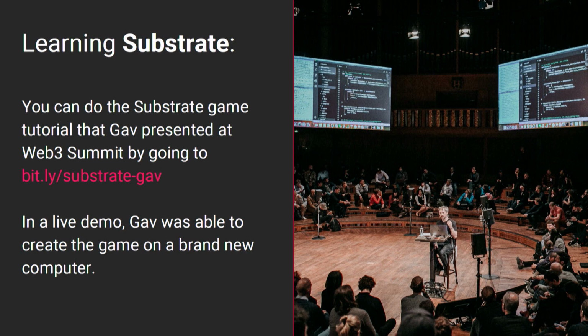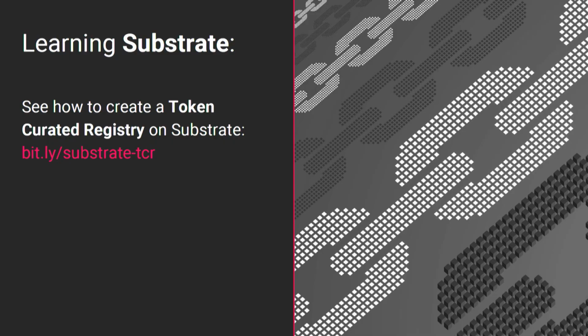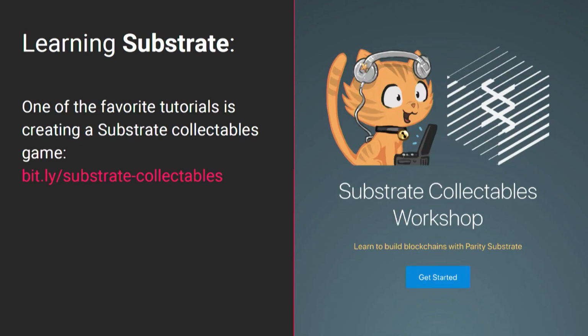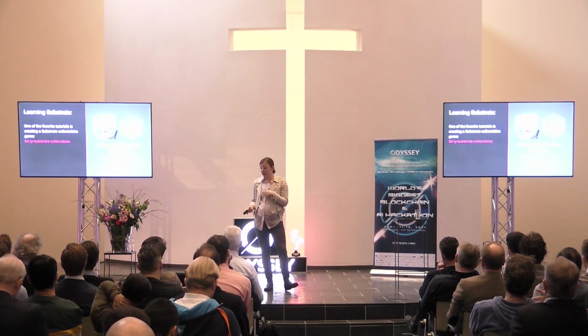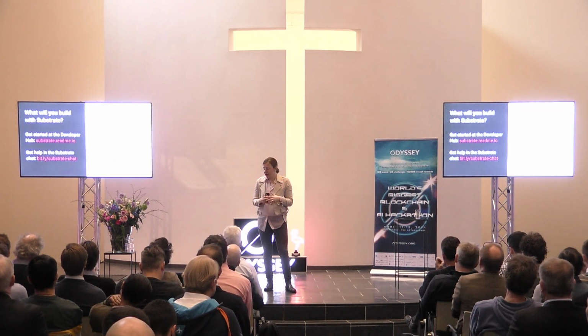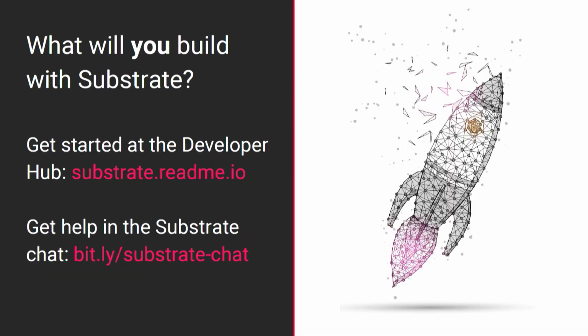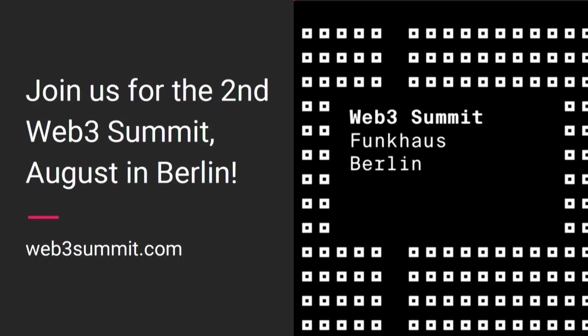The talk that Gav did at Web3 Summit last year is a good starting point to get a better understanding of how much flexibility and how easy Substrate makes it for you to build your own application chain. Then there are, by now, a few examples out there, a token-curated registry that you can access here. This is one of my favorite tutorials. It's a Substrate collectible, so basically a non-fungible token, a CryptoKitty-like example built on Substrate, and it's an entire tutorial that walks you through. Probably a good starting point for those who want to get their hands dirty. Further, there's now a developer hub, where we collect all our documentation, and then there's also the Substrate chat.